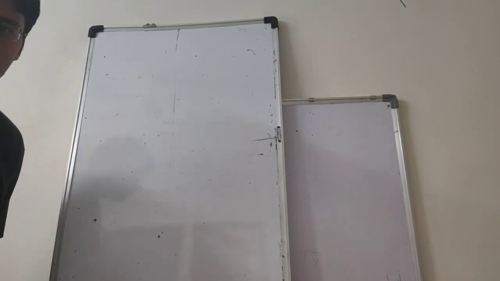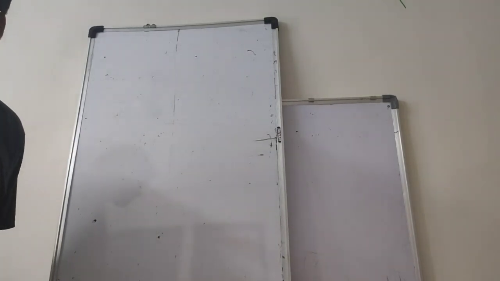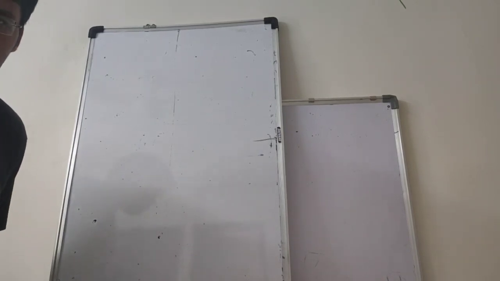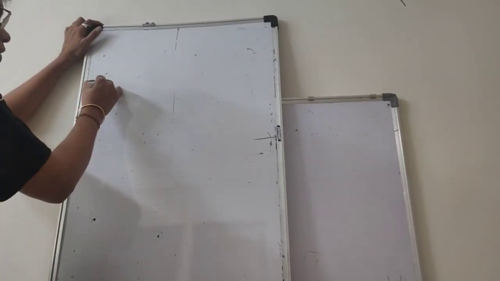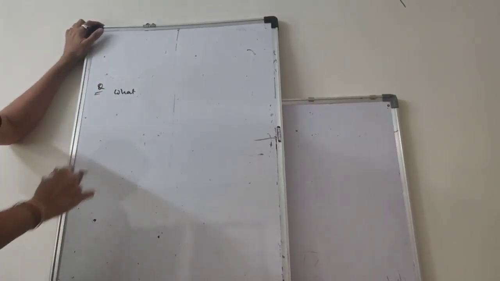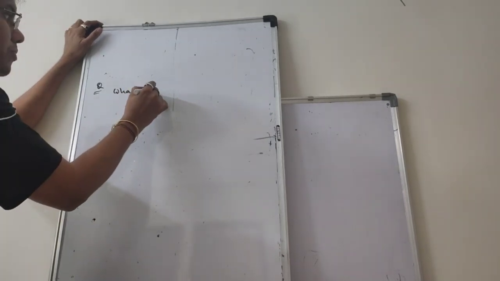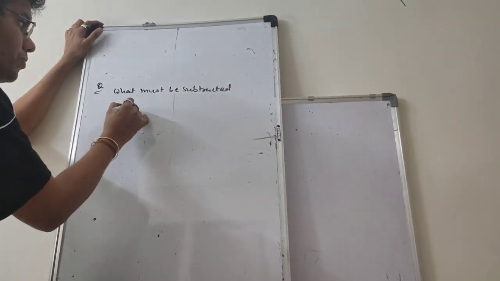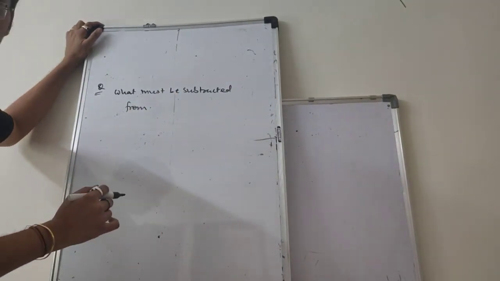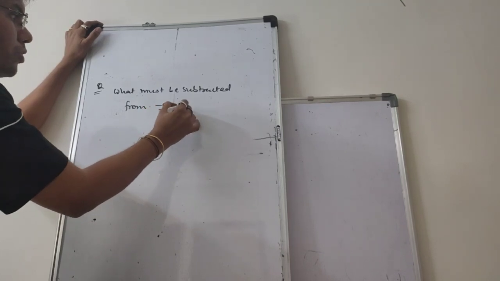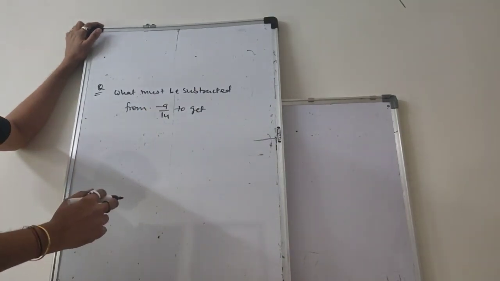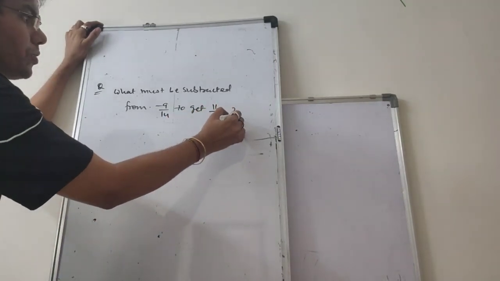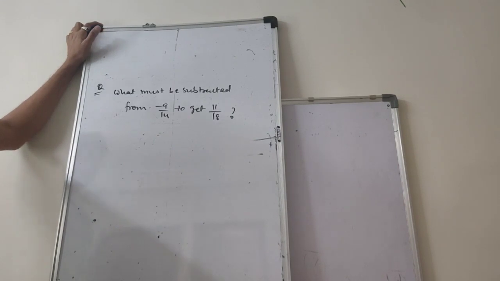ठीक है. So first question, what must be subtracted from minus 9 by 14 to get 11 by 18? Question is what must be subtracted from minus 9 by 14 to get 11 by 18. So how to solve this question?